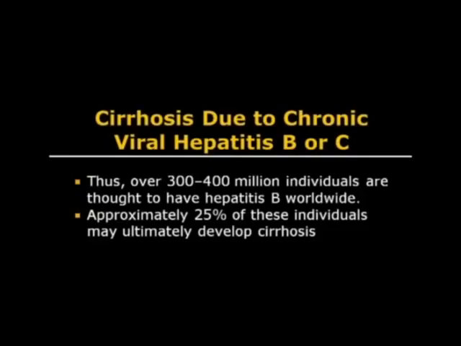Thus, over 300 to 400 million individuals are thought to have hepatitis B worldwide. That's almost 3 to 4 times the Philippines. Approximately 25% of these individuals will develop cirrhosis. So what is 25% of 400? 100 million will die of cirrhosis. Very high mortality, right?